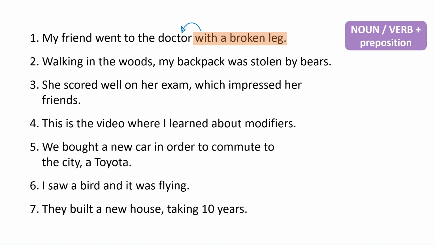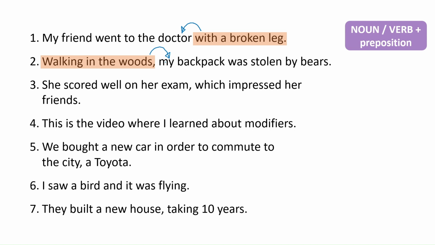Number 2. Hopefully you can see a silly meaning here. The modifier walking in the woods is giving information at the moment about my backpack. Well, that definitely doesn't make sense. It wasn't my backpack that was walking in the woods. And you can see how modifiers are intimately connected to meaning. This provides an argument for reading sentences on the GMAT for meaning before diving into some of the grammar topics.